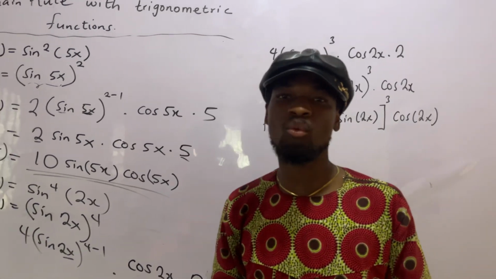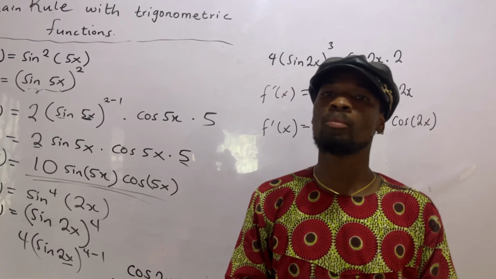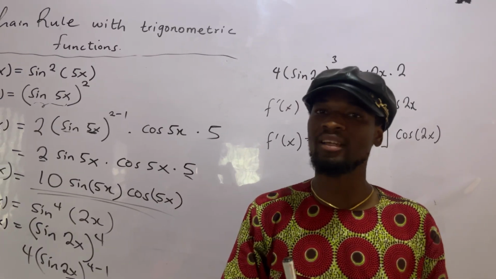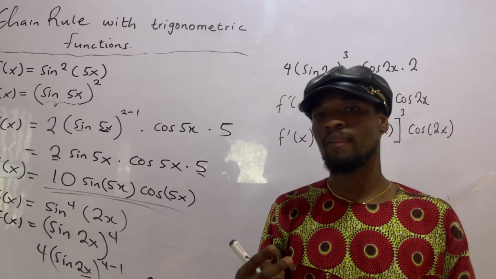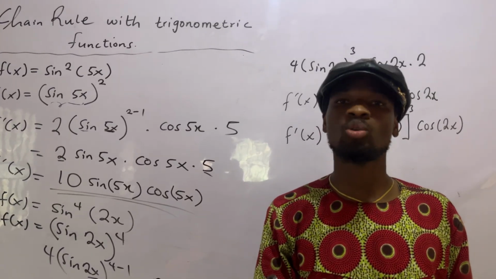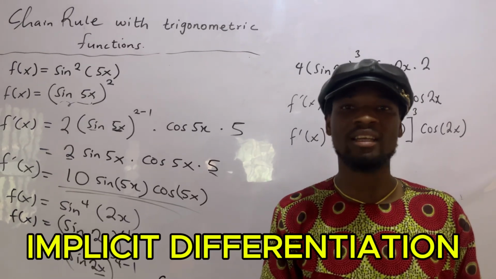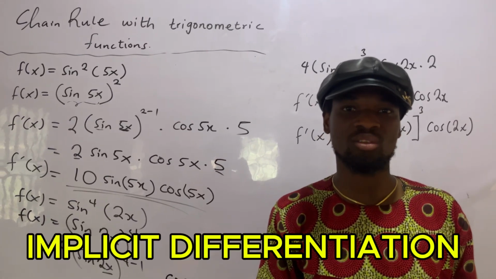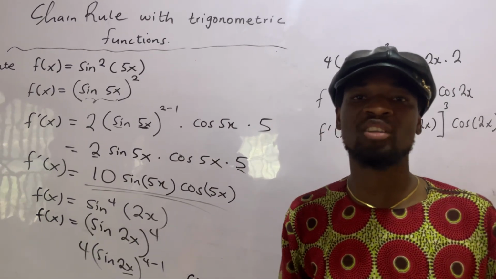I'll see you next time, where you'll be given questions and you have to apply the product rule, the chain rule, and the quotient rule involving trigonometric functions or derivatives. So we'll take questions under implicit differentiation, where all these will come into effect.